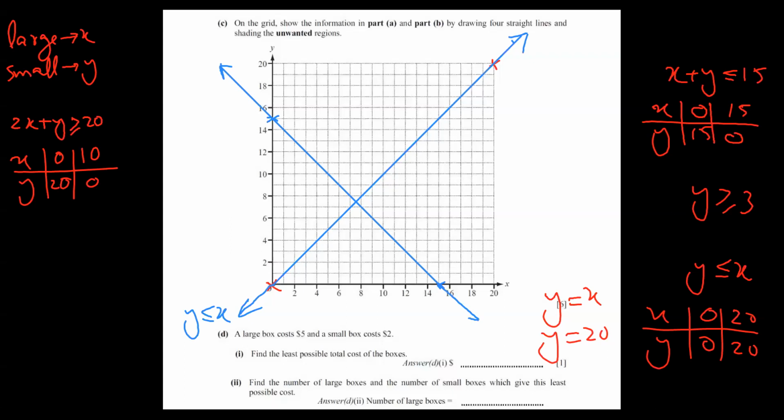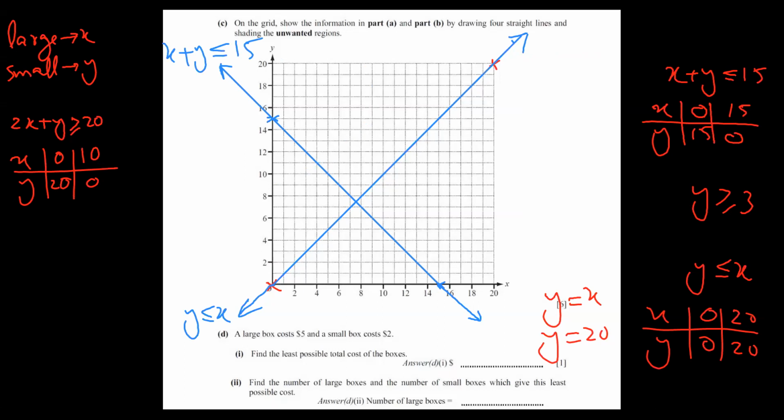This is compulsory. At the same time, write this inequality on the top here. Let me write x plus y less than or equal to 15. I have done two lines. What about this line? Let's see how we can make this line: x is 0, y is 20. Now you're familiar, x is 0, y is 20 here.